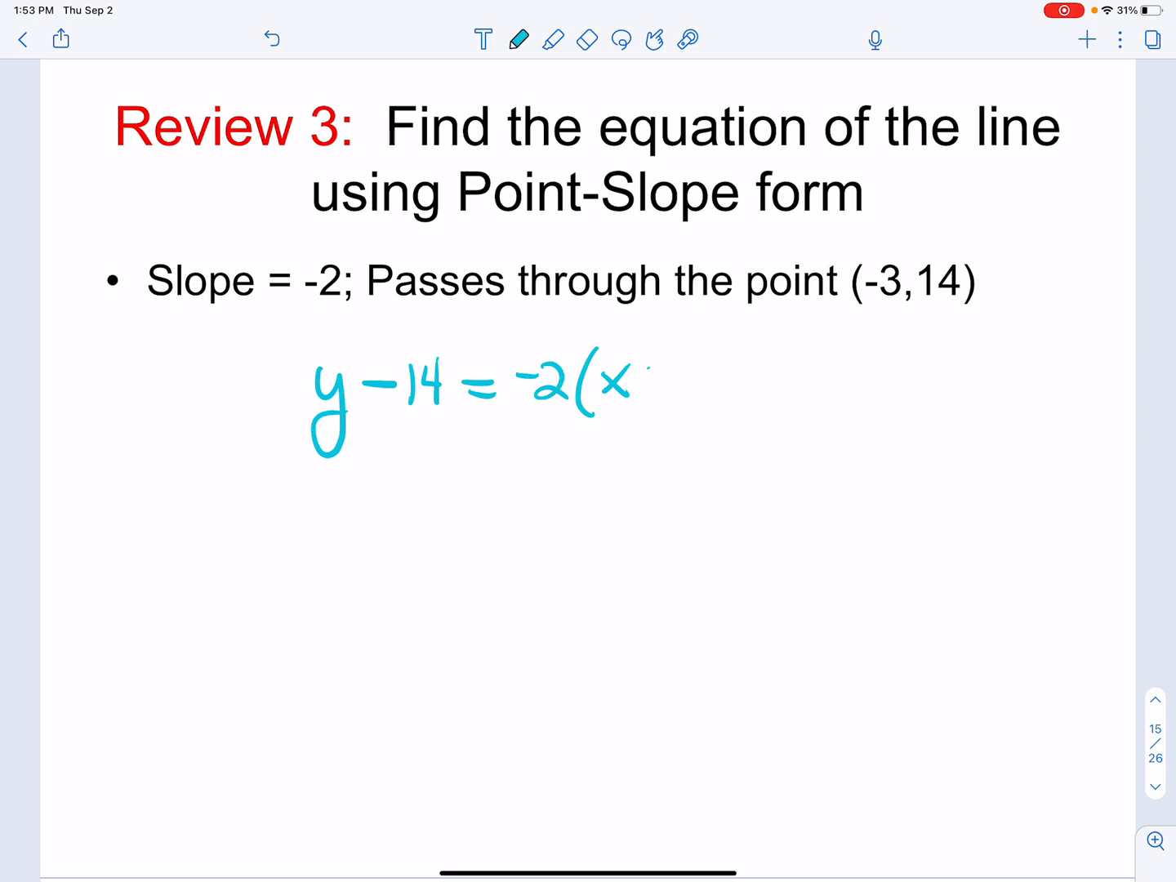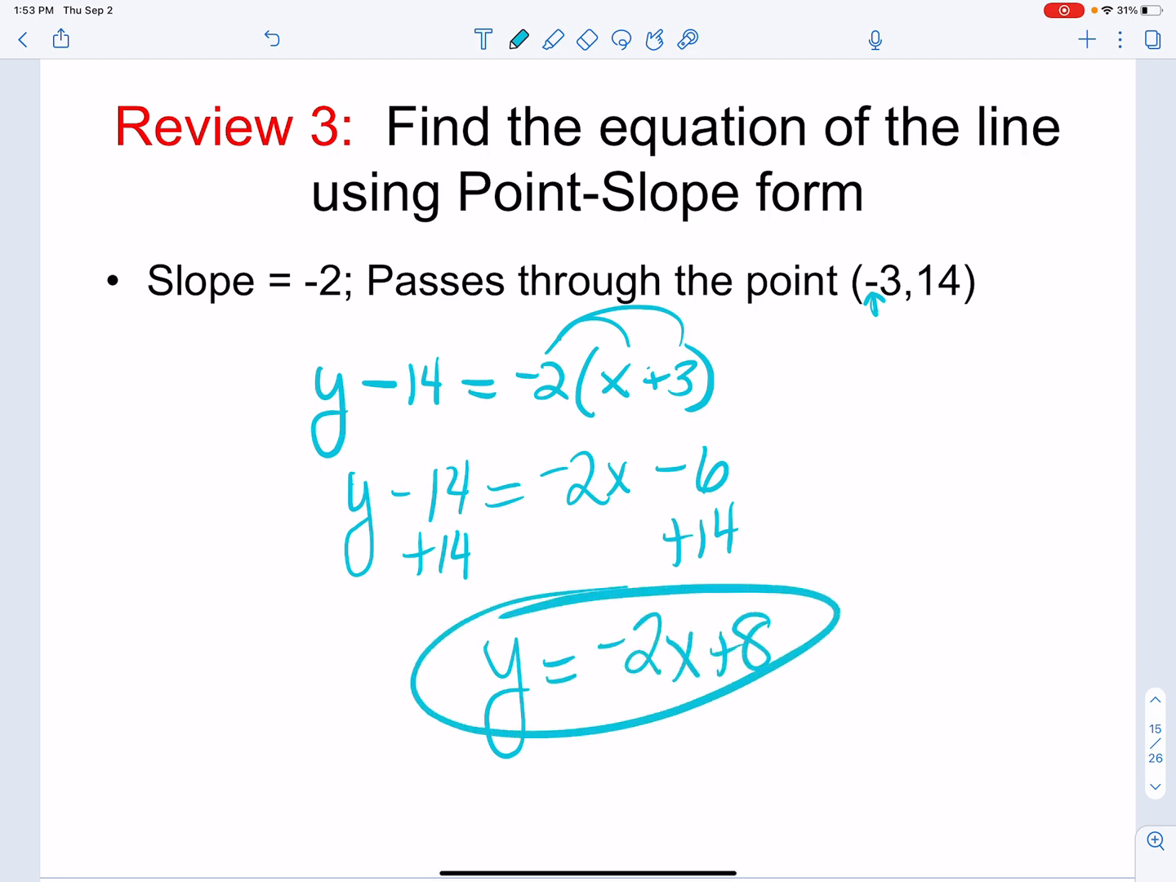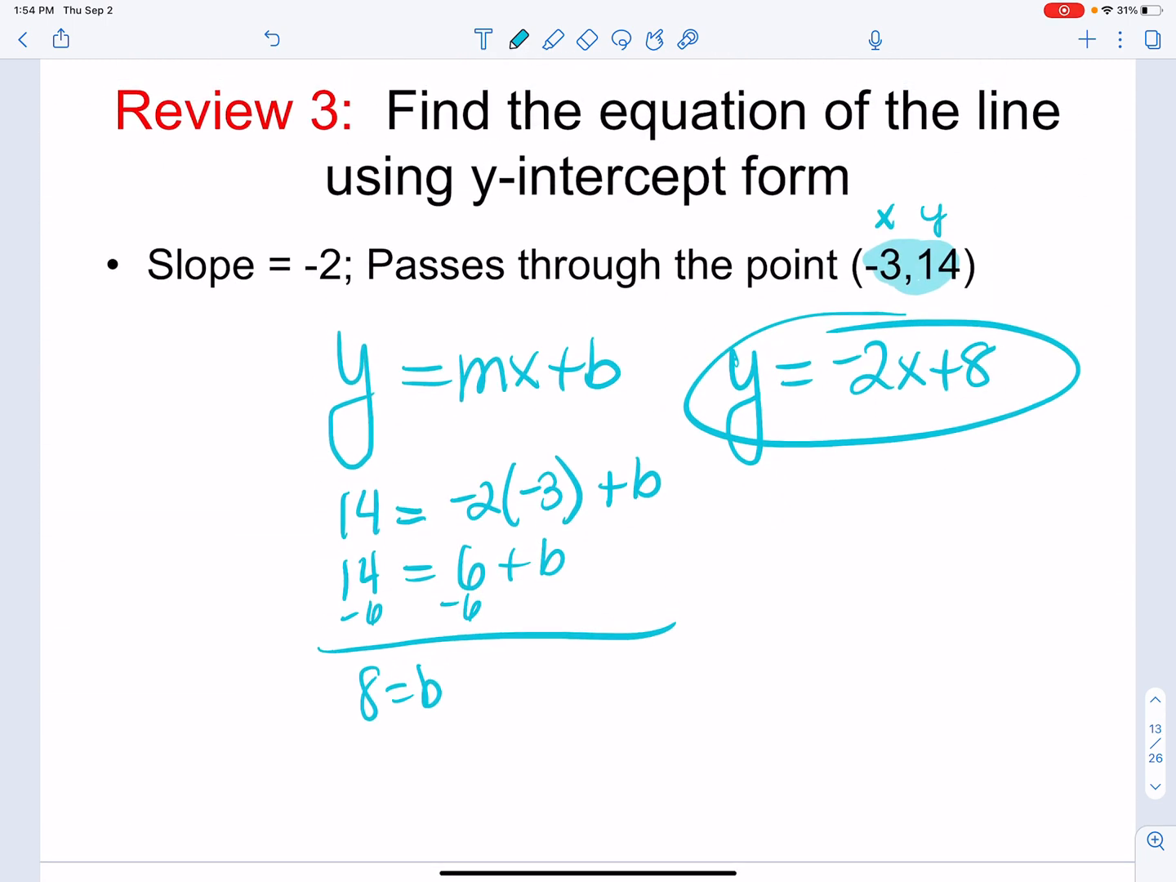Well, my x value is a negative 3. So if I minus it, it would become a plus 3. Now I would have to simplify. So I would multiply in by the negative 2, and then I would add 14. So I end up with y equals negative 2x plus 8. Same question, negative 2x plus 8. If I go up here, I get a negative 2x plus 8.